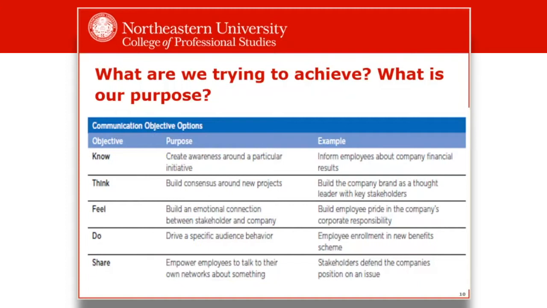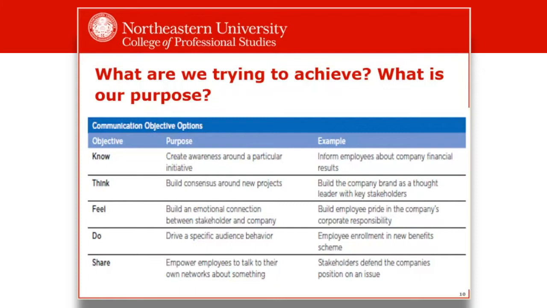So they've got kind of categories of objectives. Know, think, feel, do, share. And then the purpose that goes along with that. So let's say know, the purpose, create awareness around a particular initiative. The example, inform employees about company financial results. I think that's a really good, straightforward way to think about communication objectives.